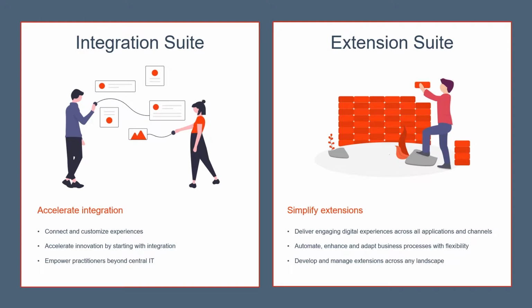So speaking about SAP Cloud Platform, we usually speak about two different pillars, the integration suite and the extension suite. The integration suite is used to connect and customize experiences. So for example, if you want to connect a Cloud for Customer system with an S/4HANA system, you would use pieces of the integration suite. An example would be Cloud Platform Integration. So it's used to accelerate innovations by starting with an integration.